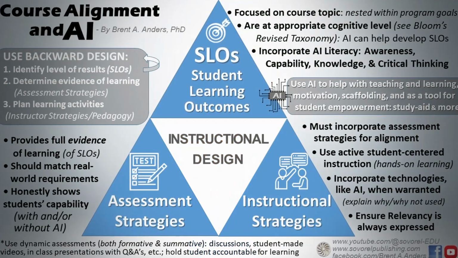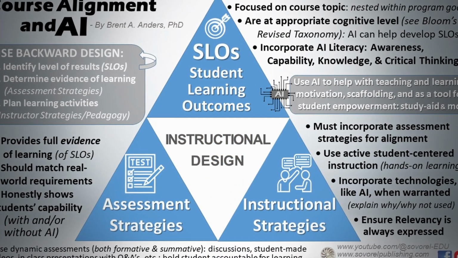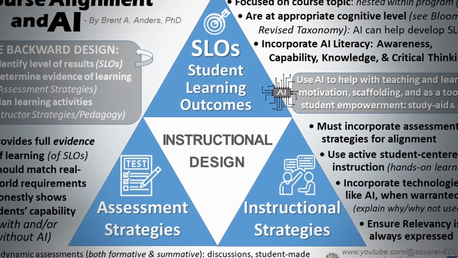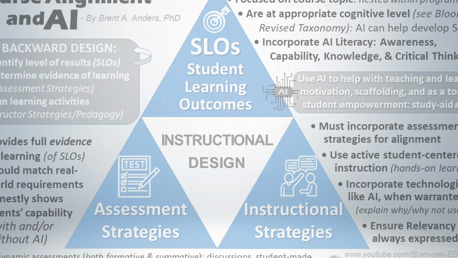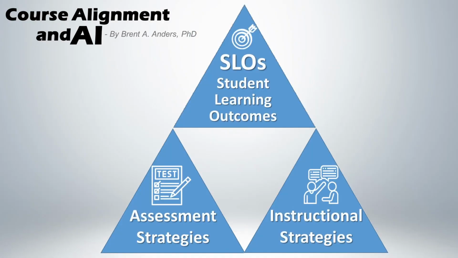Course alignment and AI. How can artificial intelligence be used to enhance course alignment as well as having a successful course? I recently released this special infographic that talks about course alignment and AI. The important thing to see here is that course alignment is made of three distinct components: student learning objectives, assessment strategies, and instructional strategy. This is put together through the process of instructional design.